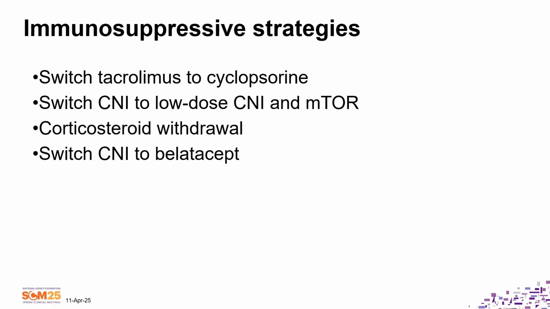So what are the strategies that you could potentially think about? Can you switch tacro to cyclosporin? Can you switch the CNI to perhaps a low-dose CNI mTOR regimen, similar to what, if you're familiar with the TRANSFORM trial, is what they did? Could you withdraw corticosteroids, or could you switch CNIs to belatacept?